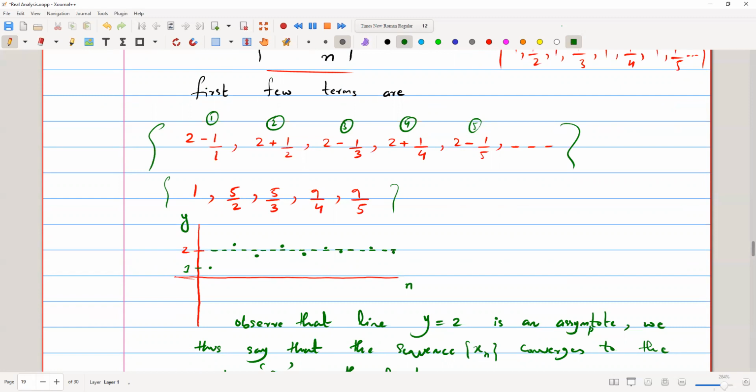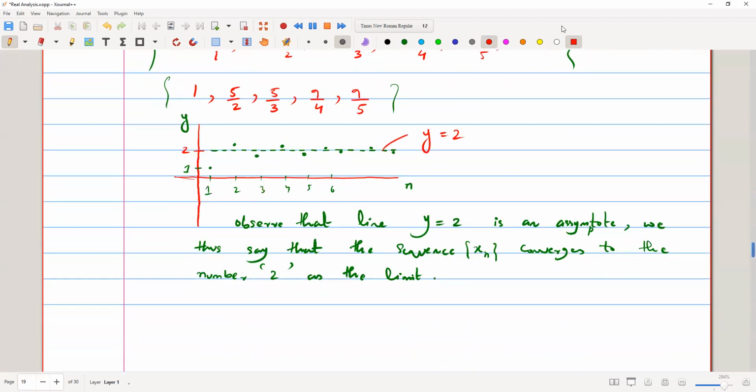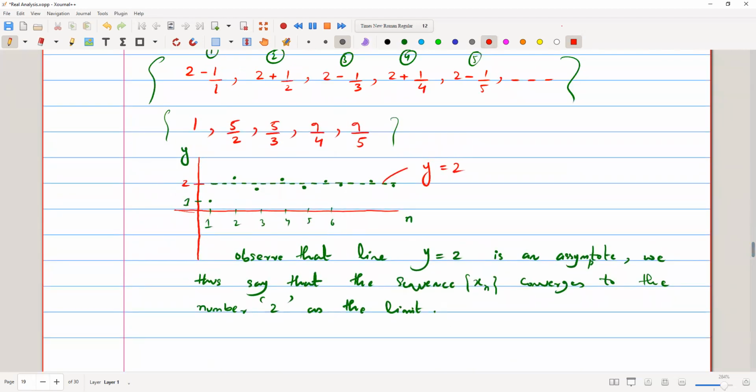And if we plot this on a coordinate system, say n and y, and we take 1 here, for instance, 2 here, 3 here, 4 here, 5 here, 6 here, and so on, then we are going to see that the numbers are converging near 2. So the numbers are getting closer and closer to 2. We can observe that the line we have drawn here, y equals 2, is an asymptote for all these numbers.